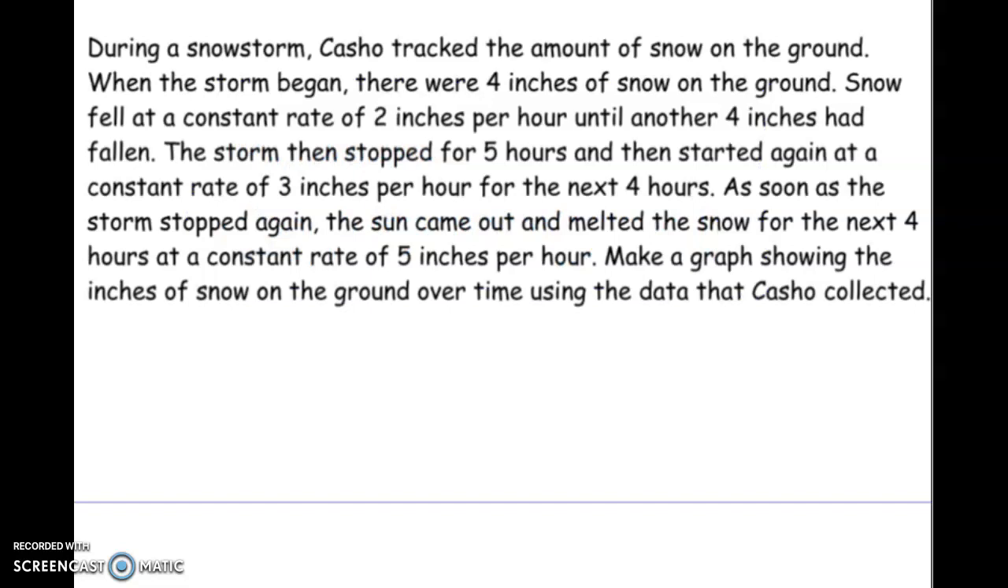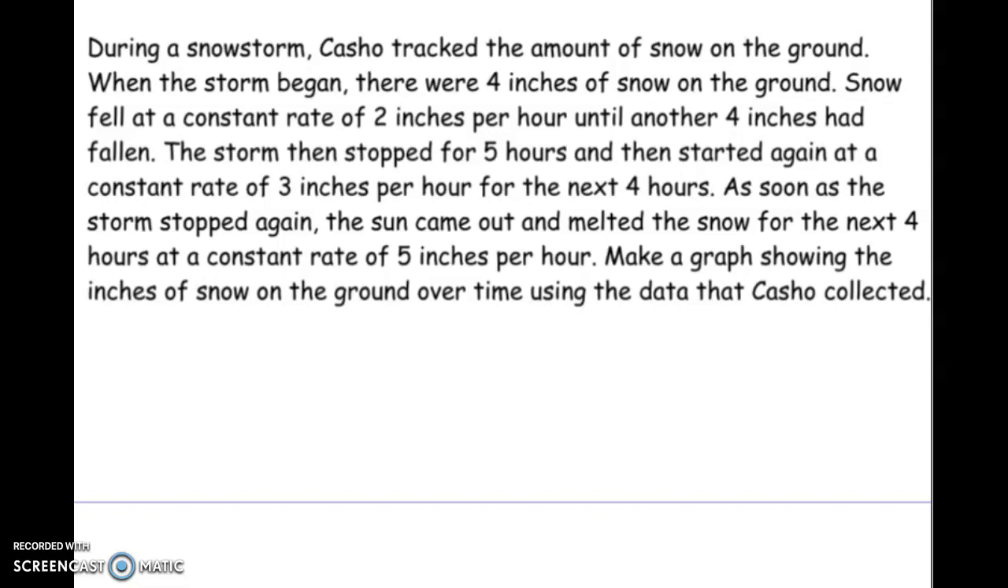Here's our first example. During a snowstorm, Casio tracked the amount of snow on the ground. When the storm began, there were 4 inches of snow on the ground. Snow fell at a constant rate of 2 inches per hour until another 4 inches had fallen. The storm then stopped for 5 hours and started again at a constant rate of 3 inches per hour for the next 4 hours. As soon as the storm stopped again, the sun came out and melted the snow for the next 4 hours at a constant rate of 5 inches per hour.